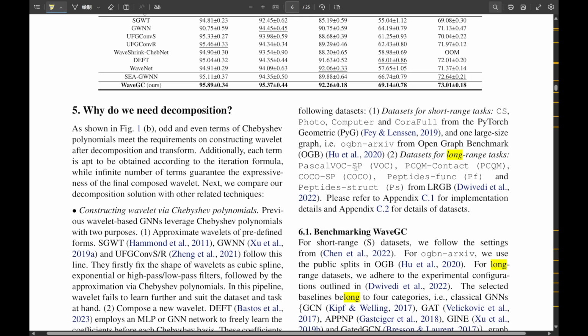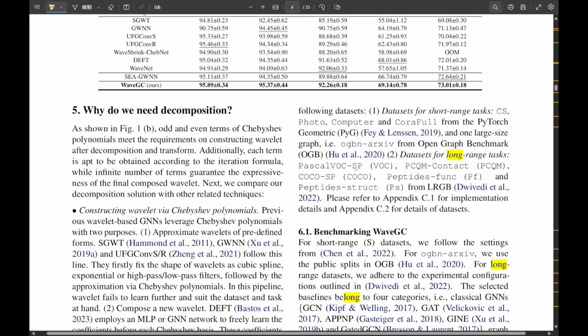Precisely. This gives you explicit control over that balance between local detail and global communication, a level of control that many other models haven't achieved. It lets WaveGC adapt better to graphs with very different structures. And presumably the real-world results back this up. It's not just theory. Oh, definitely. The empirical results are quite strong. WaveGC consistently outperforms various baseline methods across a whole range of tasks.